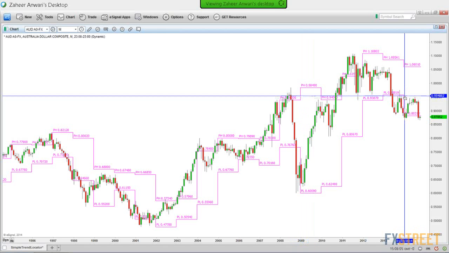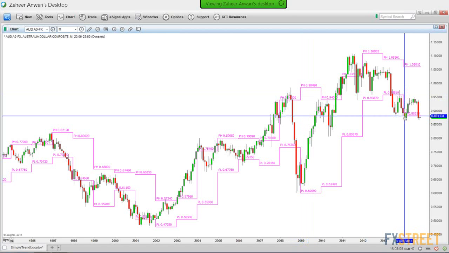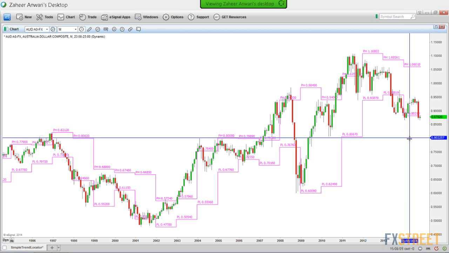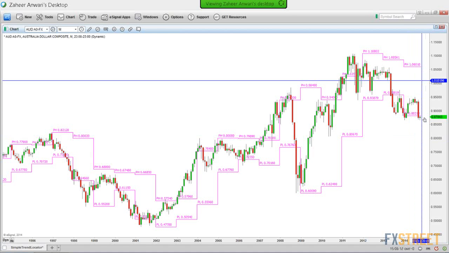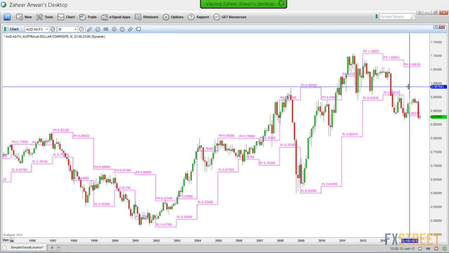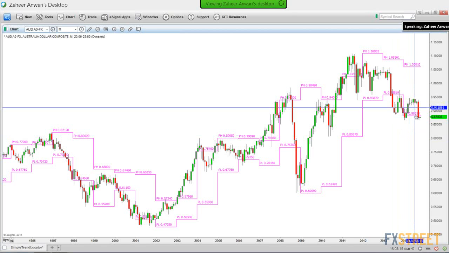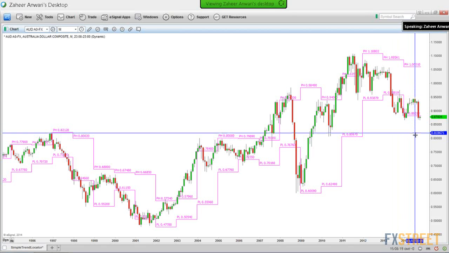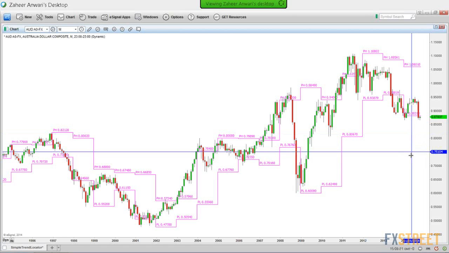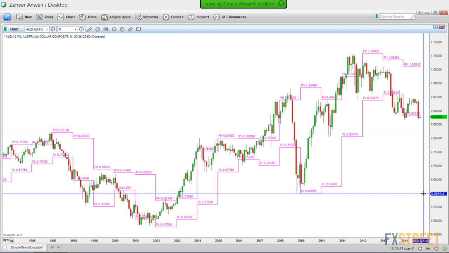So beyond that, I'm then looking at round numbers. Okay, so the high and the low of the last 2 years are previous areas of support and resistance. And then beyond that, I'm then looking at round numbers, 0.8, 0.7, 0.6. So round numbers tend to be every 1,000 pips.